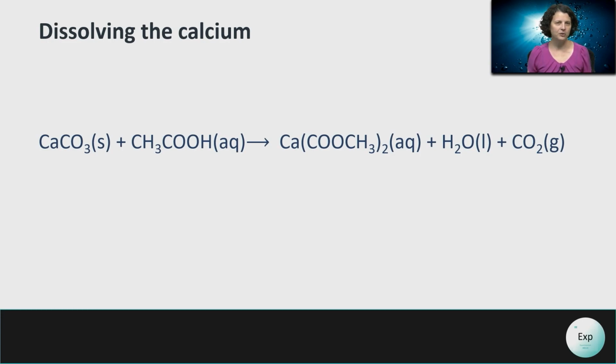And if we do this for long enough, then all our calcium will be converted from calcium carbonate to calcium acetate. The carbonate will react with the hydrogen released from the acetic acid to produce carbonic acid that easily decomposes into water and carbon dioxide. And we see a lot of bubbles as we are performing this experiment.